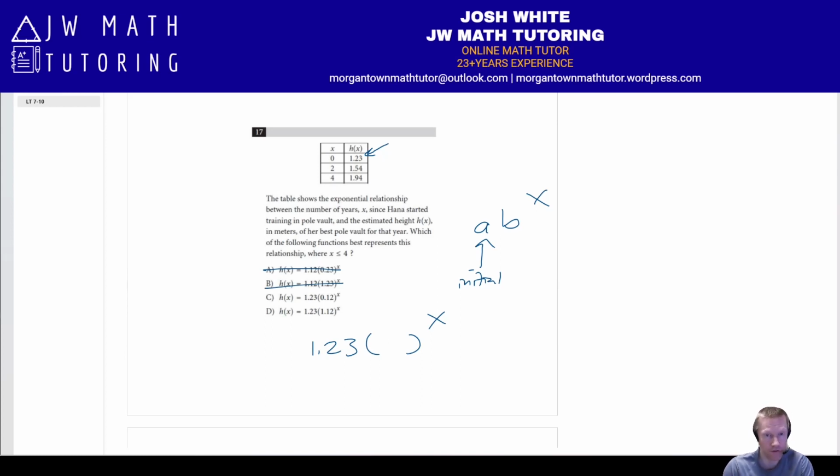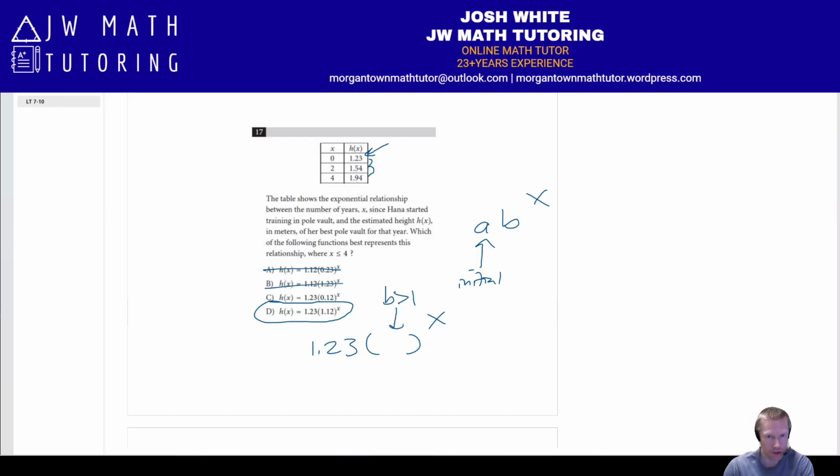Now, also notice the y values here, h of x values, are increasing. Therefore, that means that the b in here must be greater than 1. Okay? So the only answer choice that meets both those criteria is letter D. And you technically don't have to determine that it's 1.12 as the base for b in order to get that answer.